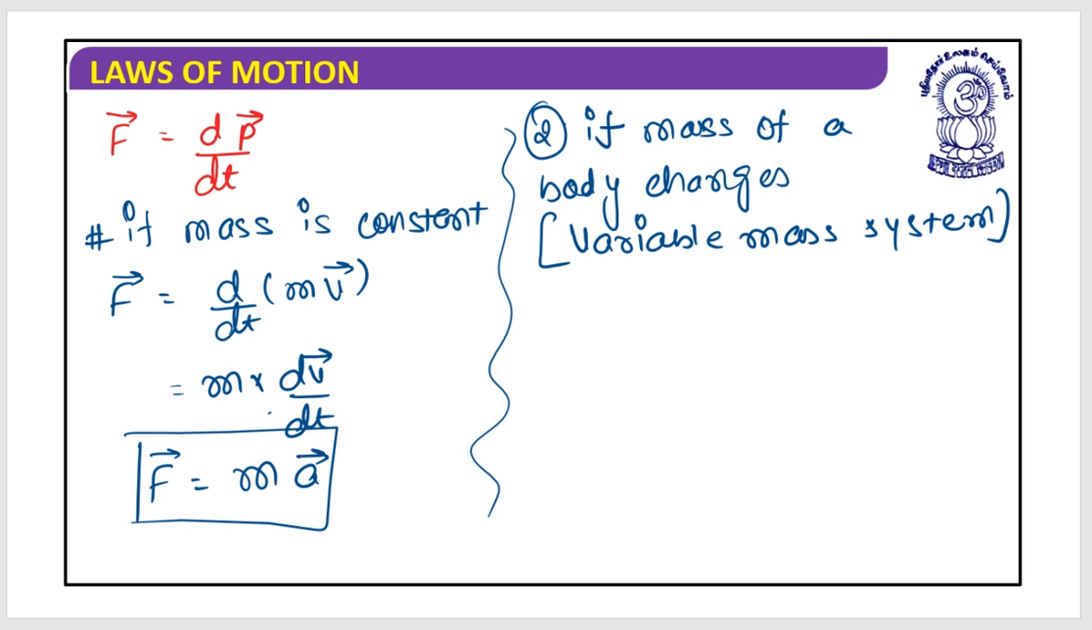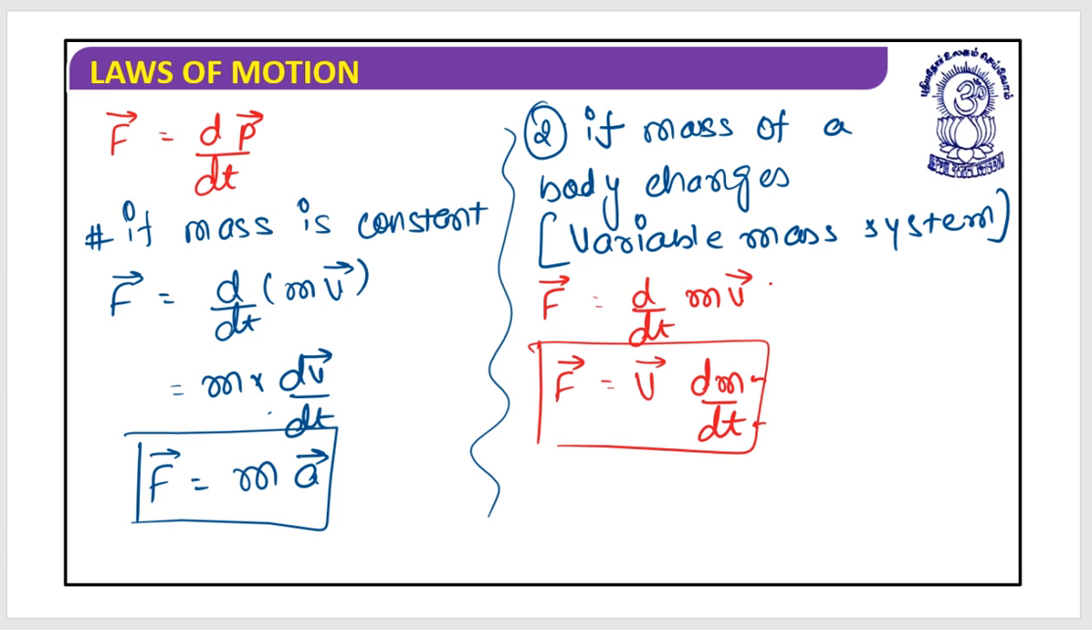So if this is the case, I can write F is equal to d by dt of m into v. My velocity remains constant and mass is variable, so F is equal to v into dm by dt. This is the rate of change of mass with respect to time.